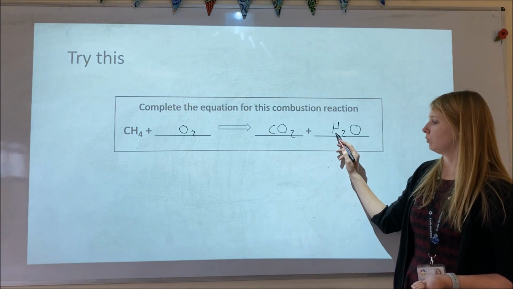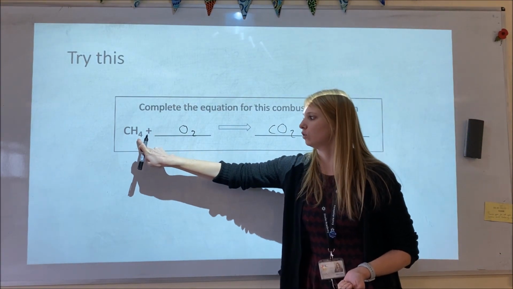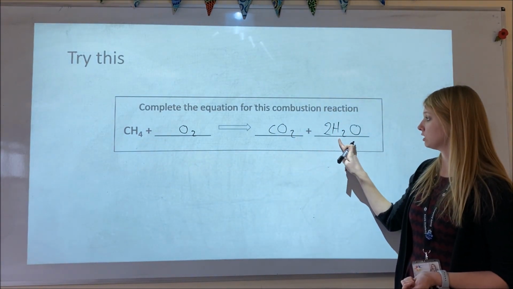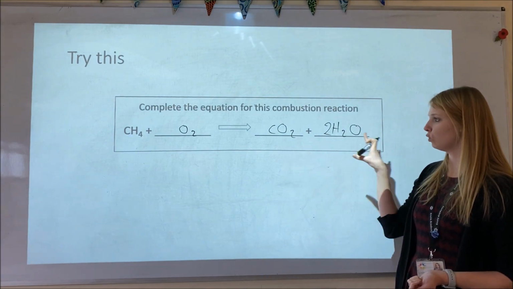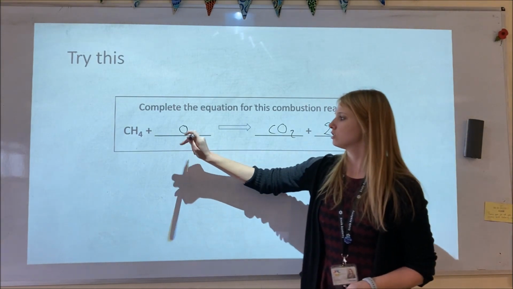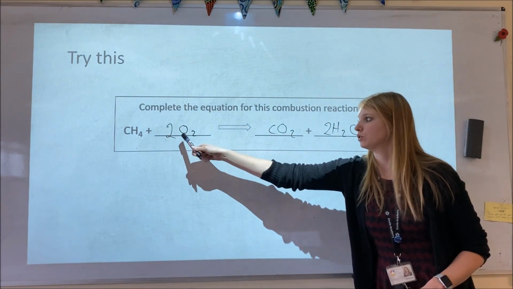So we would need to put a 2 here, 2H2, so we can make 4 hydrogens here, 4 hydrogens here. That means now we've got 2 oxygens plus 2 oxygens, 4 oxygens altogether. So we put a 2 here, and then we've balanced out that side as well. So we've got 4 oxygens here.